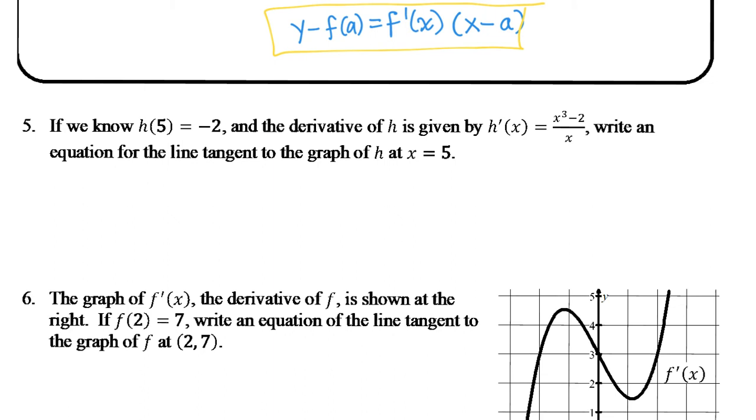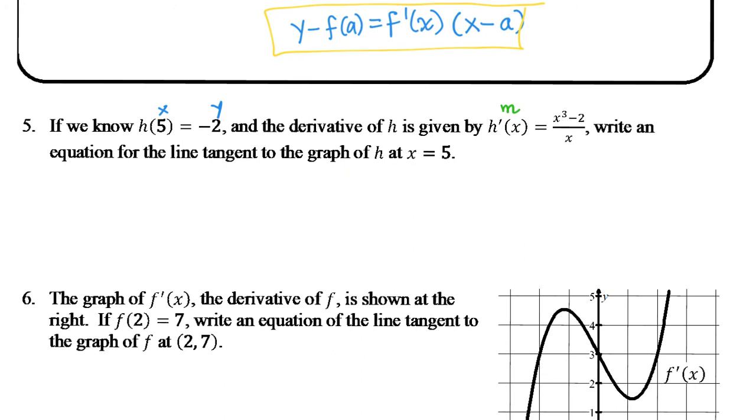For number 2, we know that h of 5 equals negative 2, keeping in mind they're giving me an x value and a y value already. And the derivative of h is given by h prime of x equals (x cubed minus 2) over x. Remember, this is giving me a formula for the slope. Write an equation for the tangent line to the graph of h at x equals 5. So I already know that x equals 5 and y equals negative 2. I just need to figure out the slope, but I want the slope at positive 5.